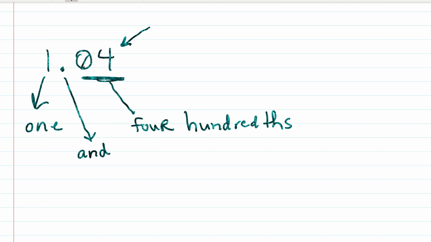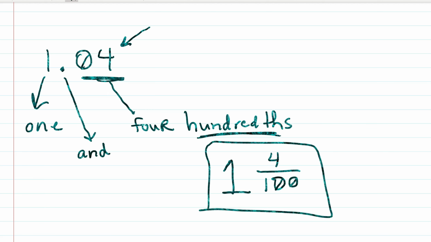So let's rewrite that as a fraction. Well, 1 is the whole number, and 4 is the numerator, but it's 4 hundredths. So we write it over 100. And that's our fraction, 1 and 4 hundredths.